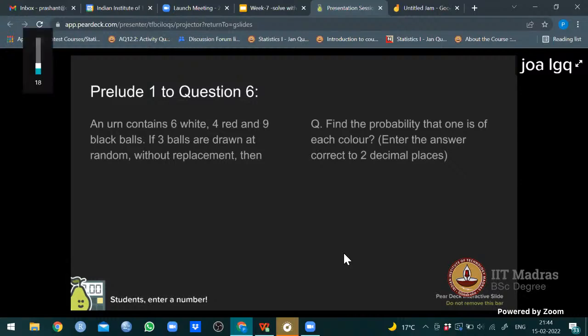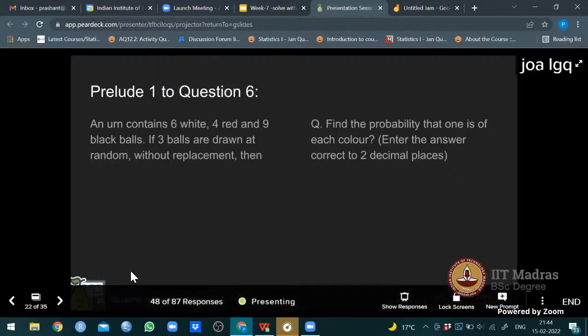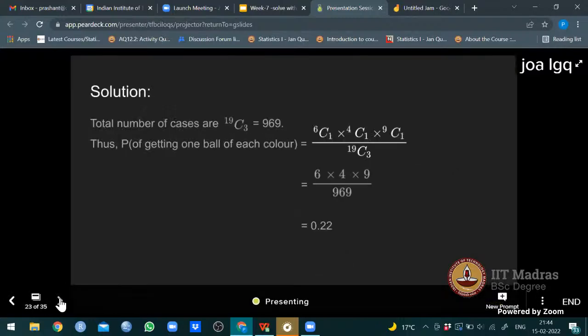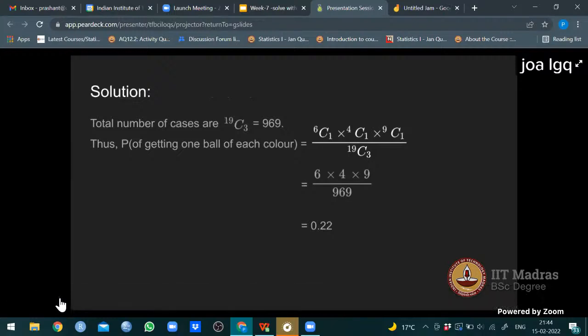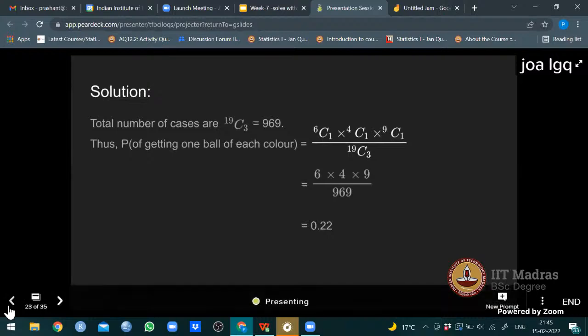19C3. Fine. And one of each color means one ball should be white, one ball should be red, and one ball should be black. 6, 6, 4, 1 and 1. Yeah, nice. That's the correct answer. So, 6 into 4 into 9 divided by 9, 6. Sir, in this question, are events happening simultaneously or not?